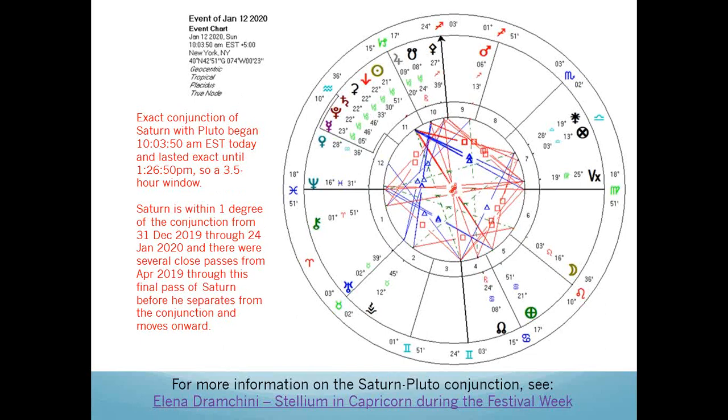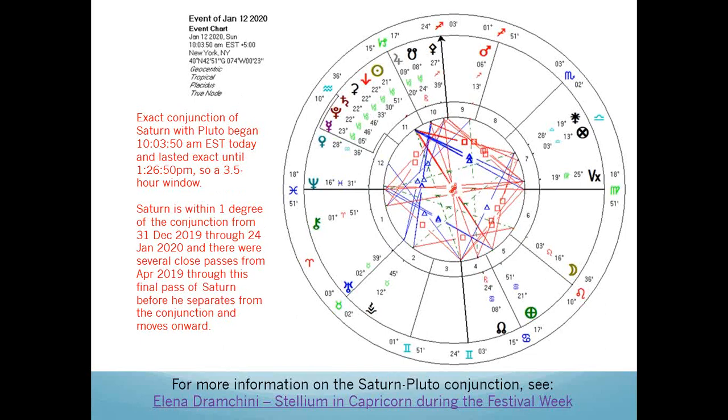All right. Now, Saturn will stay within 1 degree of Pluto, which is a pretty darn close conjunction, from 31 December through 24 January. And there were several passes in April. The final pass of Saturn before he separates and moves on is going to be several more months before we can say it's not really still a conjunction.